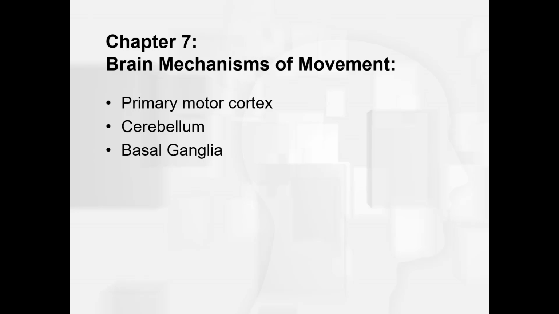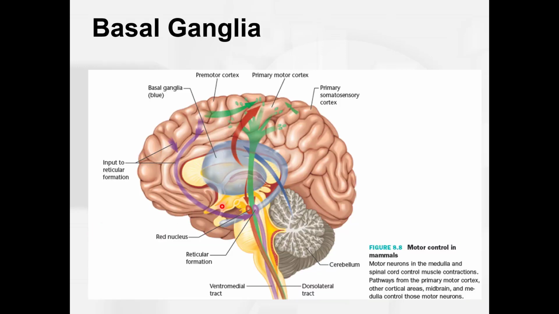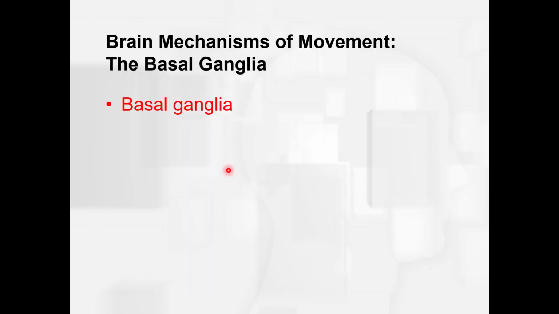In this video, we'll continue on with the brain mechanisms of movement, specifically the basal ganglia. So here's the basal ganglia, located deep in the interior of the brain. And we'll go through the specific regions of the basal ganglia on the next few slides.